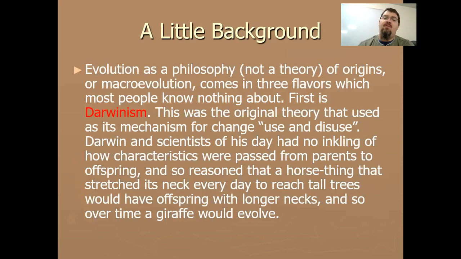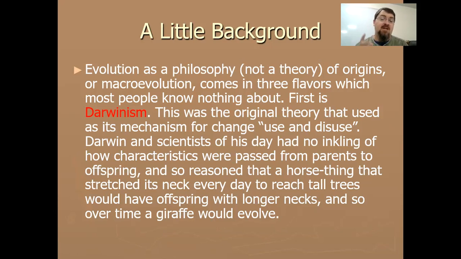Now, we've got to understand that evolution as a philosophy of origins comes in three basic flavors. Okay, we've got to talk about this in order to understand why the fossil record might be important, either to evolution or to a young Earth creation model. The first theory, hypothesis, philosophy, whatever you want to call it, not a theory, it wasn't based on very much observation, was what we call Darwinism. This is what Darwin proposed in his book.